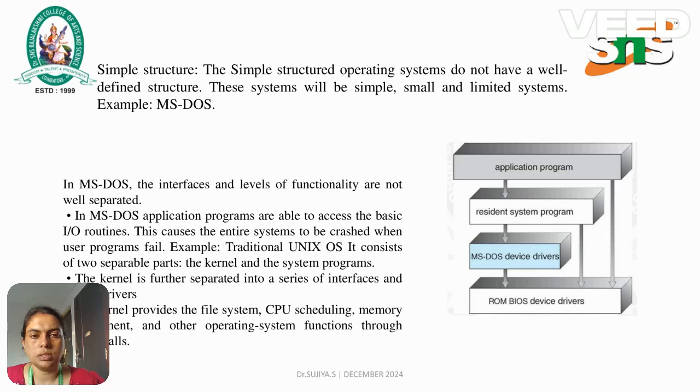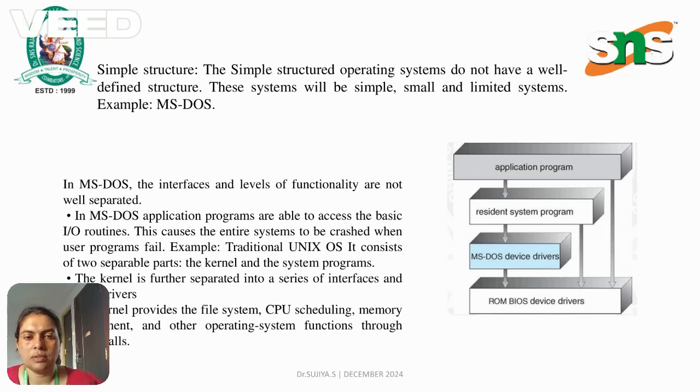The simple structure does not have a very well-defined structure, and it is used for simple, small, and limited systems. An example is MS-DOS. MS-DOS is an interface in which the levels of functions are not well separated. So we have the ROM BIOS device drivers, the MS-DOS device drivers, the resident system programs, and next we have the application program, as mentioned in the diagram.